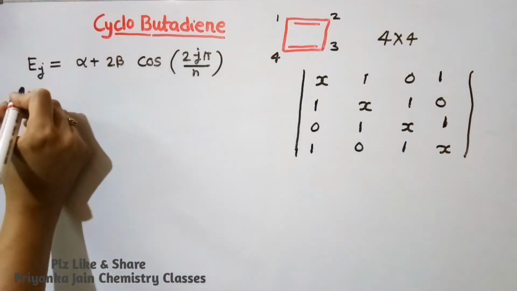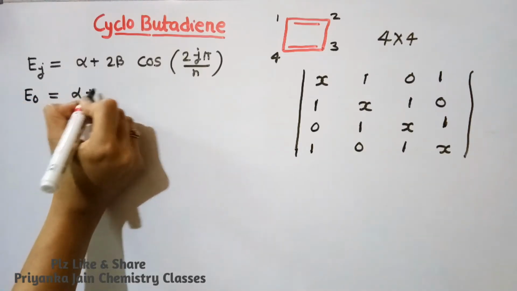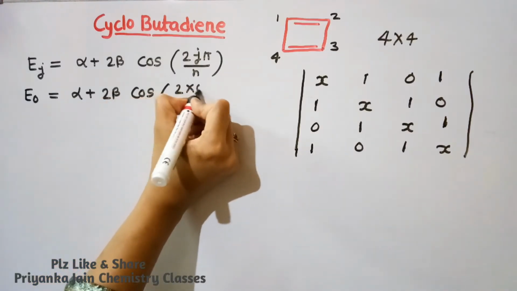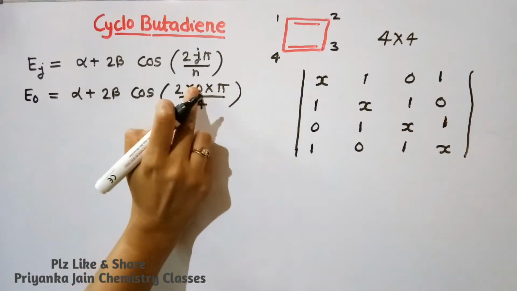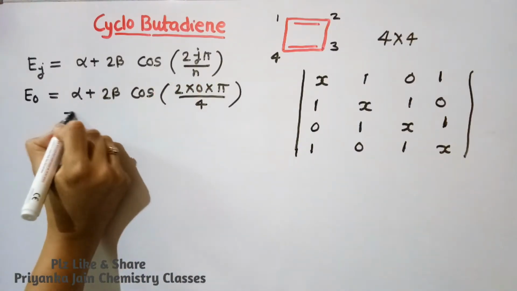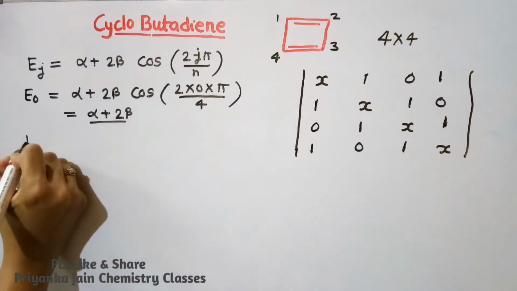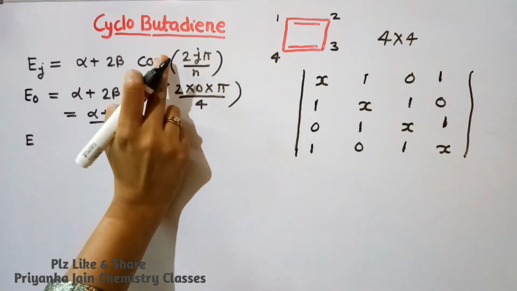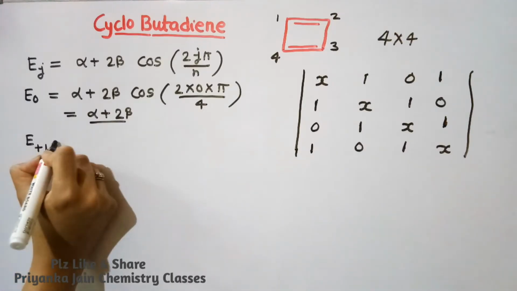Firstly, when j is equal to 0, it means E0. So this will be equal to alpha plus 2 beta, and put here cos (2 into 0 into pi upon 4), right? Now this whole term will be equal to 0, and the value of cos 0 is 1. So this energy level is alpha plus 2 beta. Okay. Now see another one. Here we have to put the values of j as plus minus 1, plus minus 2, etc. Okay. So firstly I am writing here plus 1.